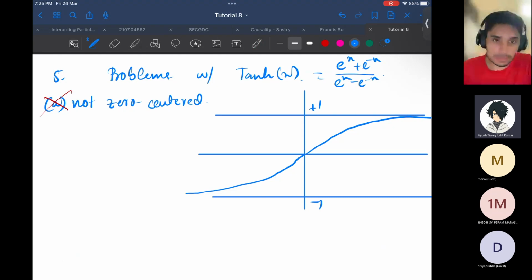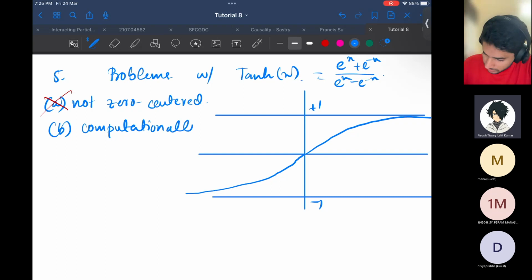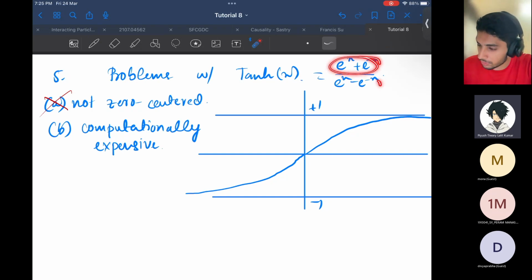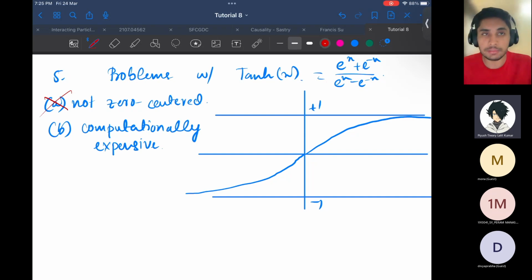Okay, so what is the B option? Computationally expensive. Is it computationally expensive? Well, again, it requires calculation of a lot of exponentials. So indeed, it is computationally expensive. Whenever you see a loss function which contains exponential terms, it will be computationally expensive. So this is a correct option. This is an undesired property. This is a problem with tanh x.